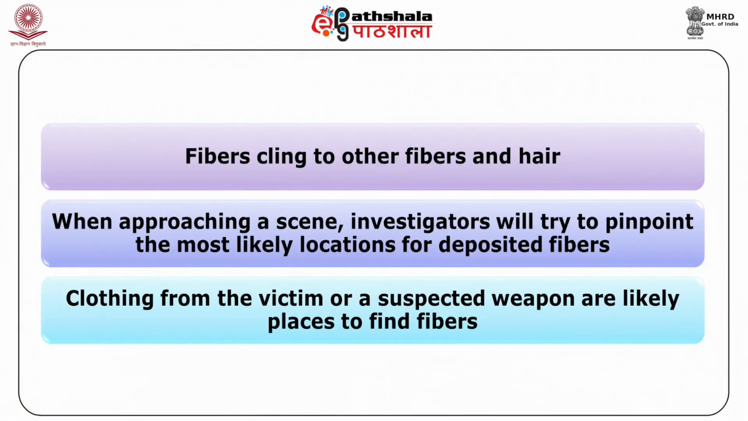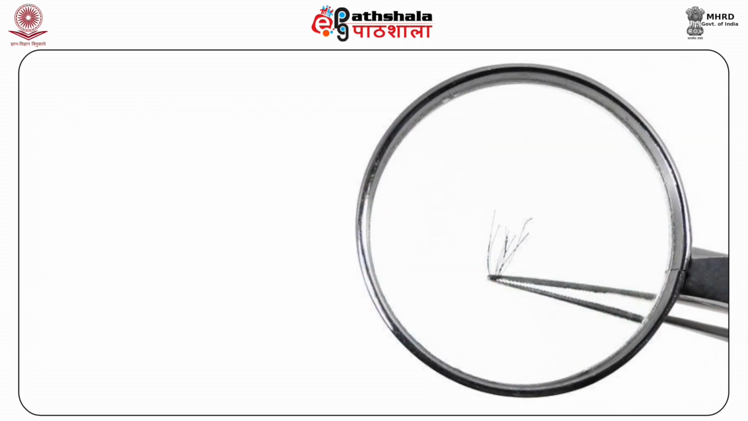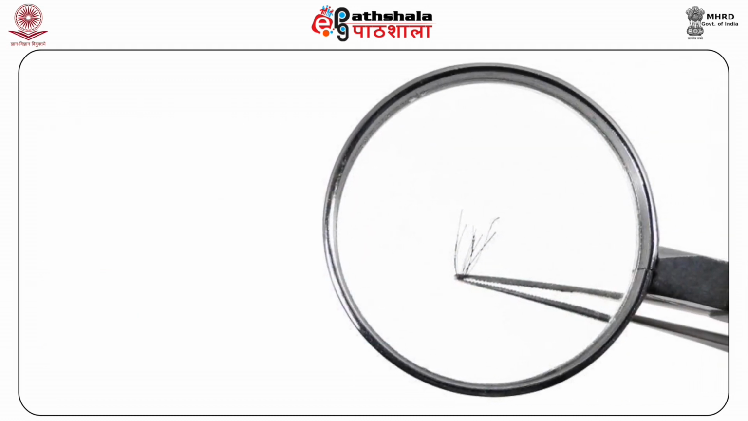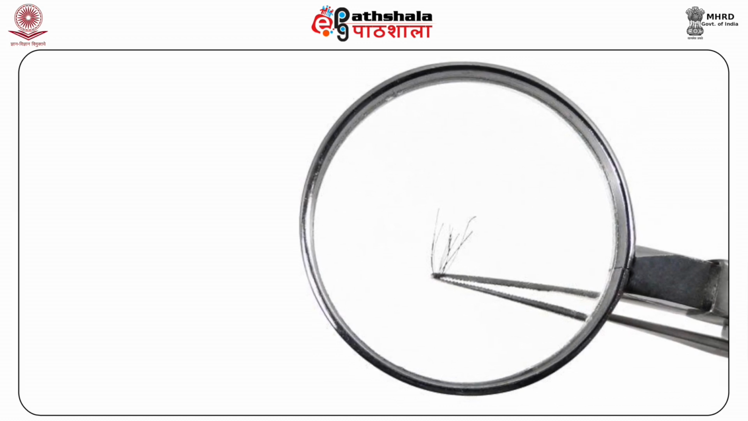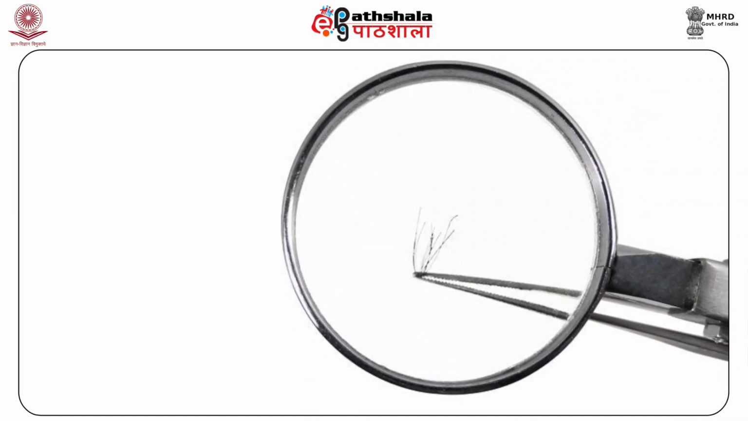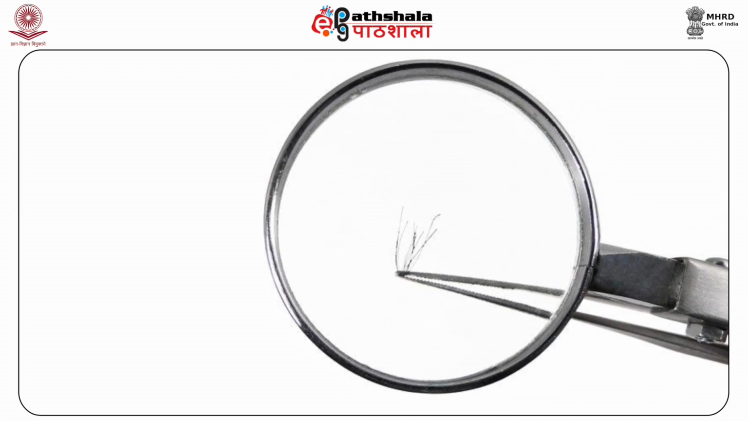Collection. Fibers cling to other fibers and hair, but may be easily brushed off. When approaching a scene, investigators will try to pinpoint the most likely locations for deposited fibers. For example, clothing from the victim or a suspected weapon are likely places to find fibers. Common collection methods include individual fiber collection using tweezers or vacuuming an area and sorting the materials at the laboratory.